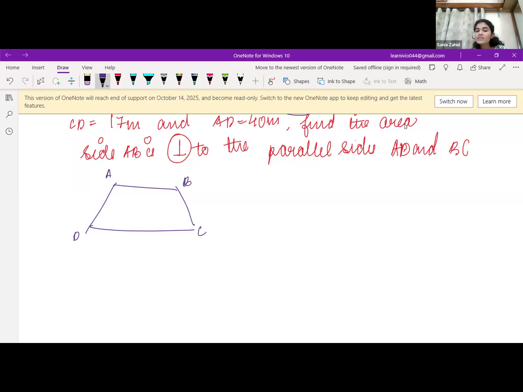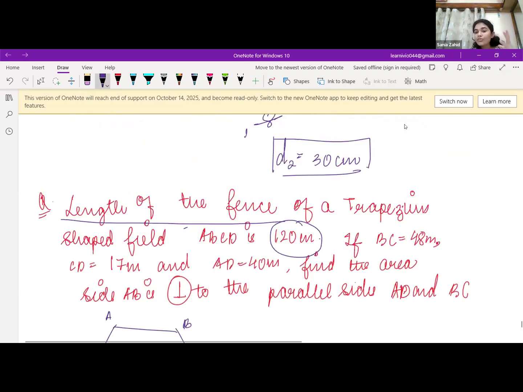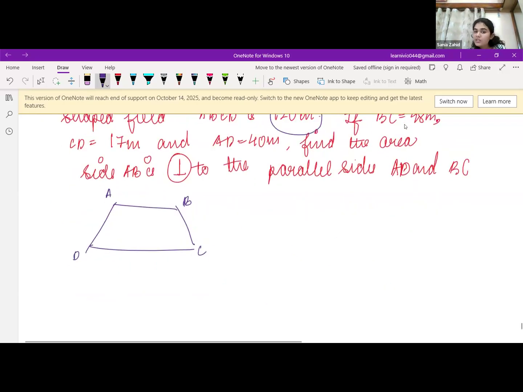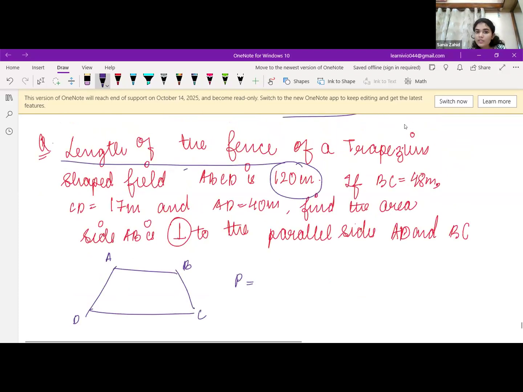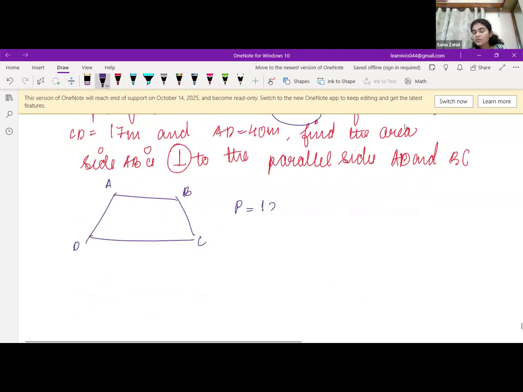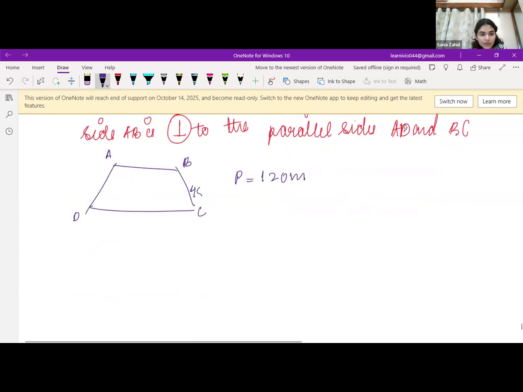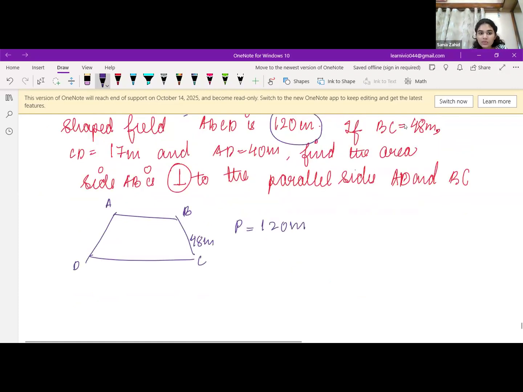We always fence around the perimeter. We always fence around the boundary. So whenever it is given to you, length of the fence, you understand these terms now. Fencing means always the perimeter. Fencing is related to perimeter. So that means the perimeter of this field is given to us as how much? 120 meters. So perimeter is 120 meters. Now they are telling you BC is 48. So just write it. This is 48 meter. Then CD is 17 meter.